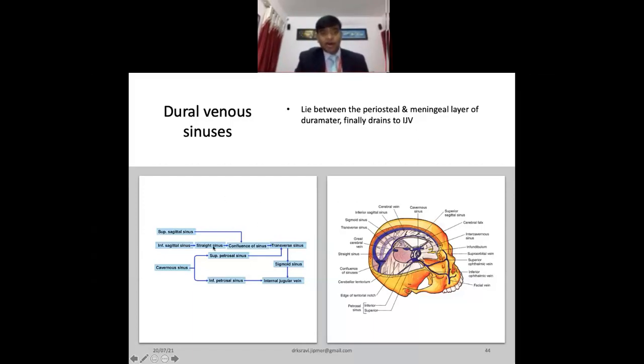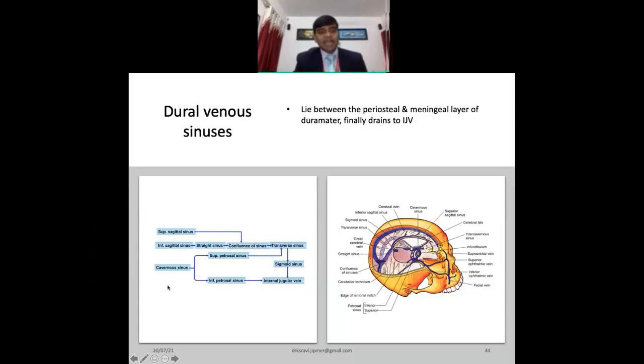Now, how it flows, or just the flow chart you see over here: we have the superior sagittal sinus and the inferior sagittal sinus. The inferior sagittal sinus opens into the straight sinus, and then it opens at the confluence of the sinuses. Similarly, the superior sagittal sinus opens into the confluence of the sinuses. Ultimately, it opens into the transverse sinus.